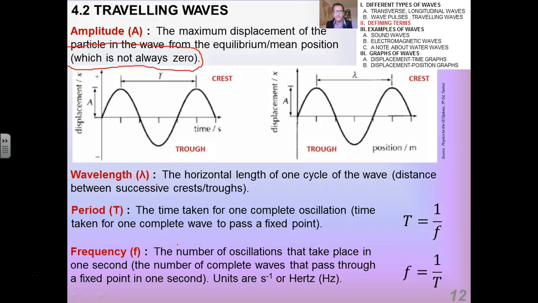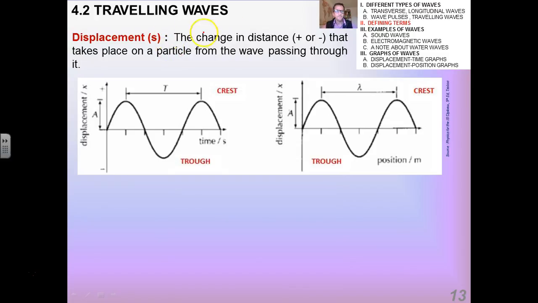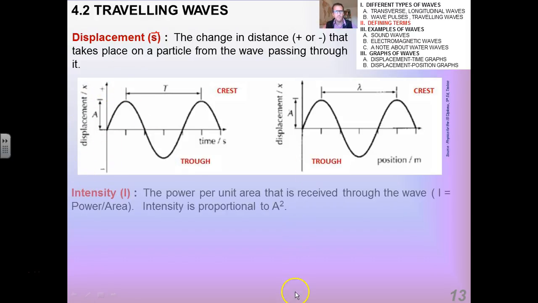So again, you should be very comfortable with all of these concepts at this point in the class. Again, the displacement is the change in distance. Displacement implies a vector, and indeed this is a vector, which is why we have positive and negative on the y-axis.